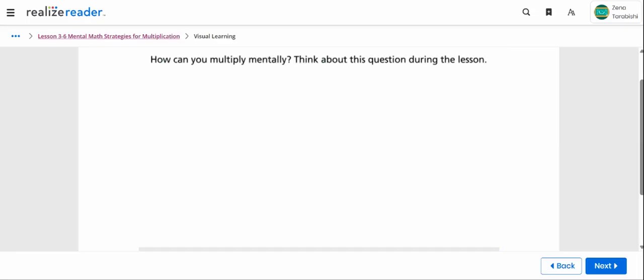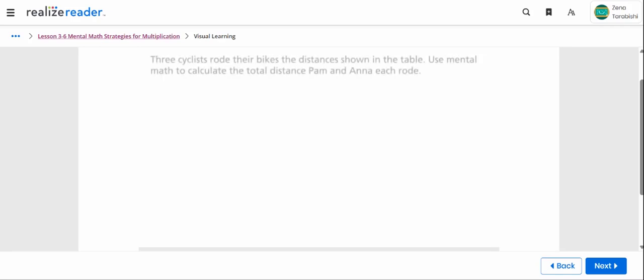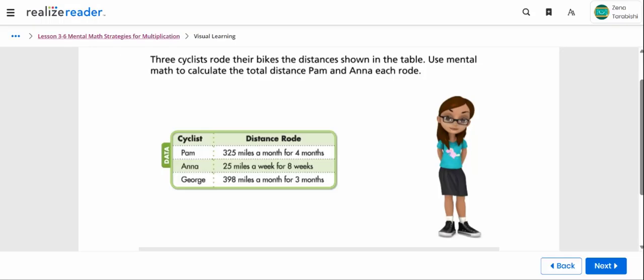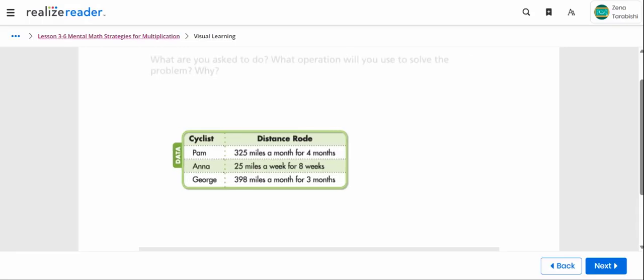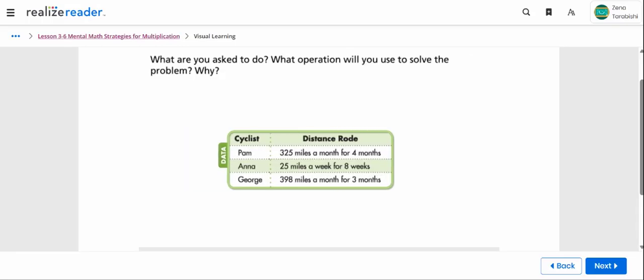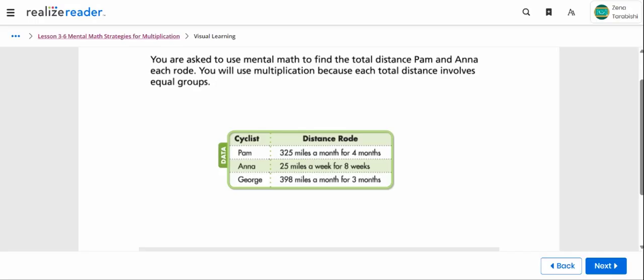How can you multiply mentally? Think about this question during the lesson. Three cyclists rode their bikes the distances shown in the table. Use mental math to calculate the total distance Pam and Anna each rode. What are you asked to do? What operation will you use to solve the problem? Why? You are asked to use mental math to find the total distance Pam and Anna each rode. You will use multiplication because each total distance involves equal groups.